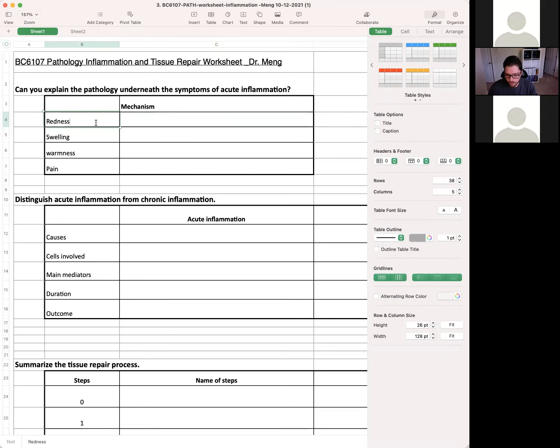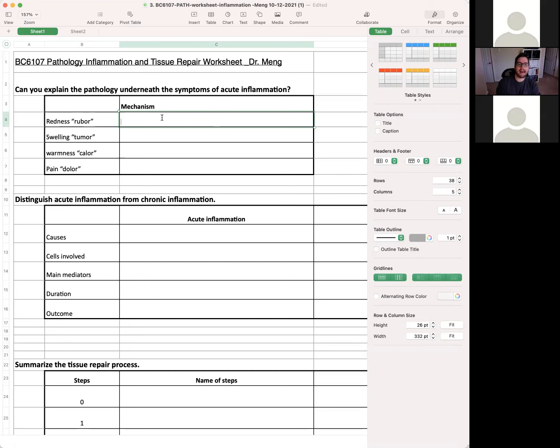Do you guys know the other word for redness that they might use? Rubor, something like that. Exactly. What's swelling? Isn't it all Latin? Yeah. I don't remember it, but yeah. No worries. So swelling is tumor, warmness is calor, and then pain is dolor. You might see those terms thrown around just so you know what they mean. And we're talking about these 4 principles of acute inflammation.